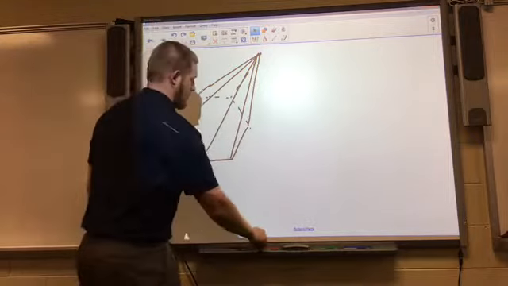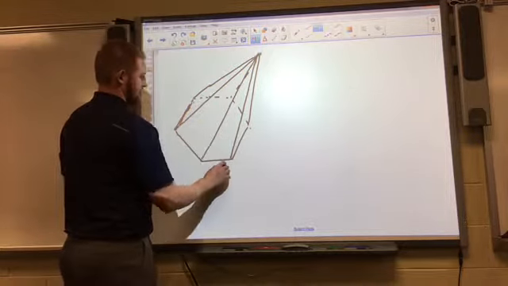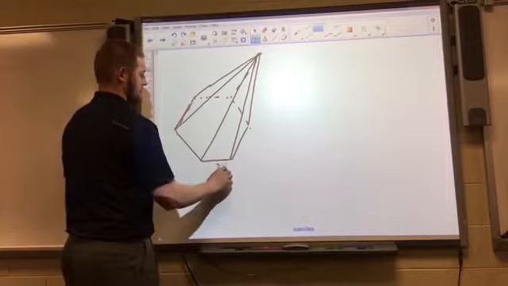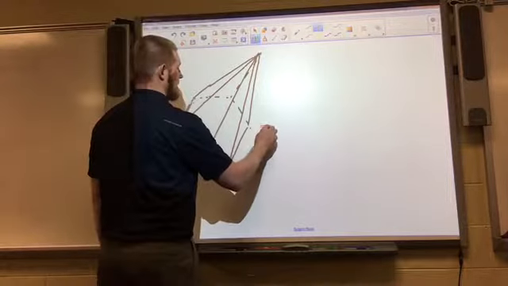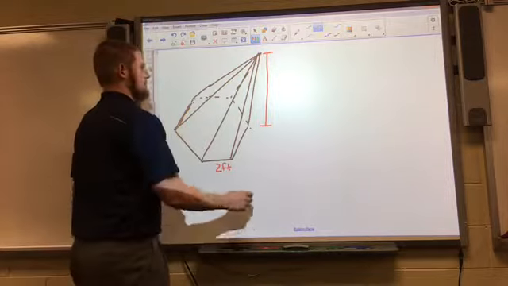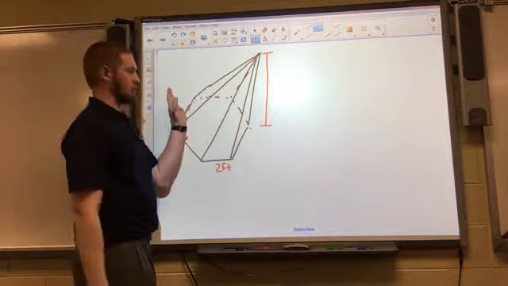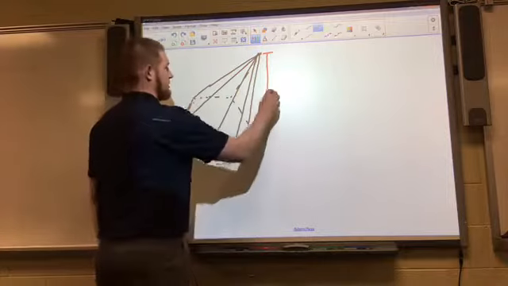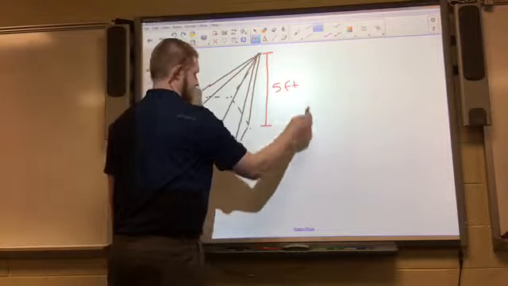Okay? So, what we have here, we're going to say that this base is 2 feet. My height, notice I had to symbolize this a little bit differently because my prism is, or my pyramid is oblique, it's laid over a little bit, is 5 feet.